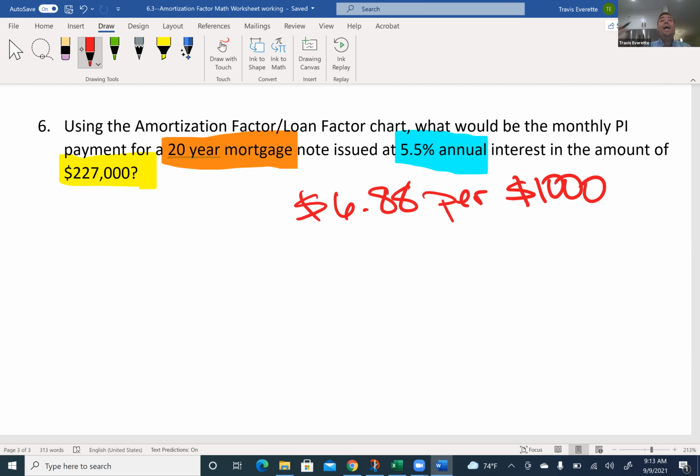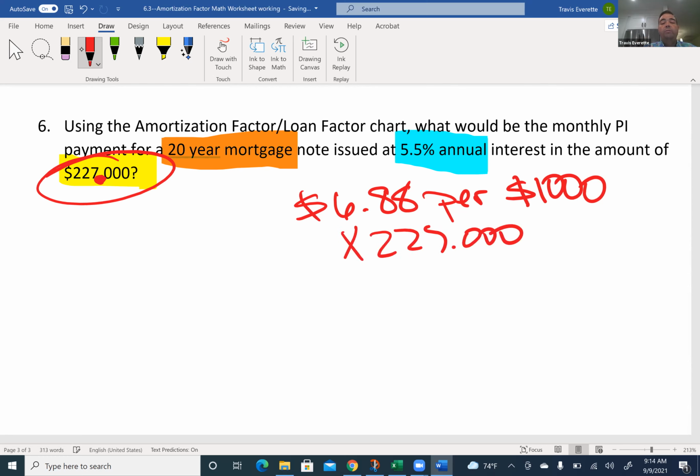How many times are they paying this 6.88 on a monthly basis? Well, that's where we go back over here to our loan amount and we say, okay, how many thousands were borrowed? We take that comma in the thousands place and turn it into a decimal. So this becomes 6.88 times 227.000.